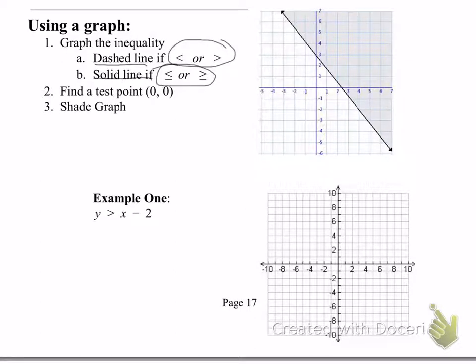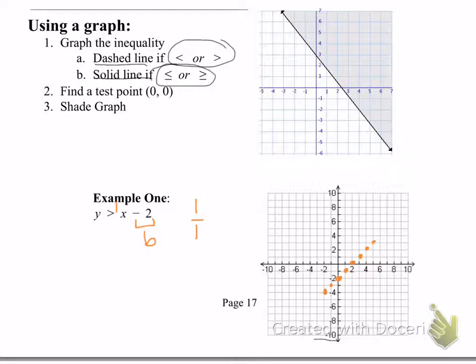So for example number 1, we've got y is greater than x minus 2. So as same as before, this is your b. That's where it crosses that axis. So there's a point at negative 2. So now we got to do our slope, which is 1. So that's 1 over 1. So up 1 over 1, up 1 over 1, or down 1 back 1, down 1 back 1.